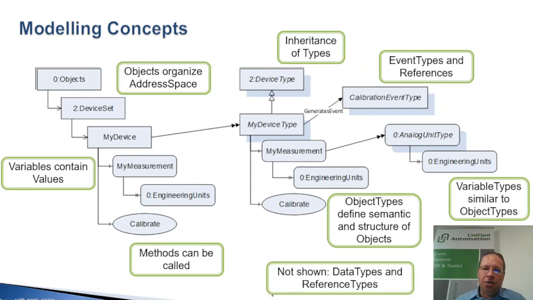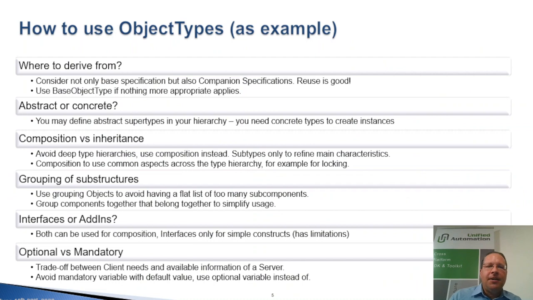Not shown here are actually the data types. So each value is of a data type, string, boolean, whatever. You can also define your own structured data types, your own enumerations. And of course, you can also define your own reference types. And for all of this, you need to think about how to use this best. I cannot address everything that's addressed in the white paper in this short presentation today, but I will focus here on the object types.